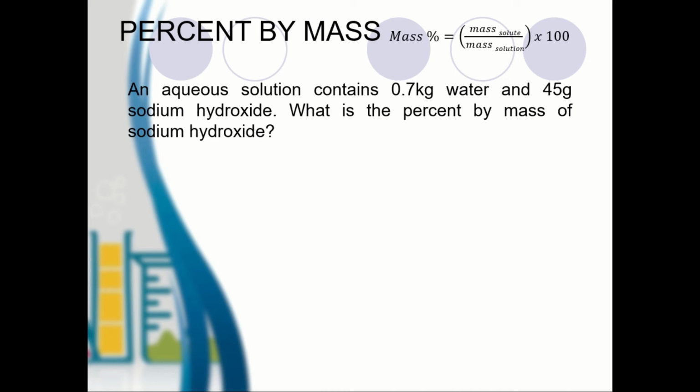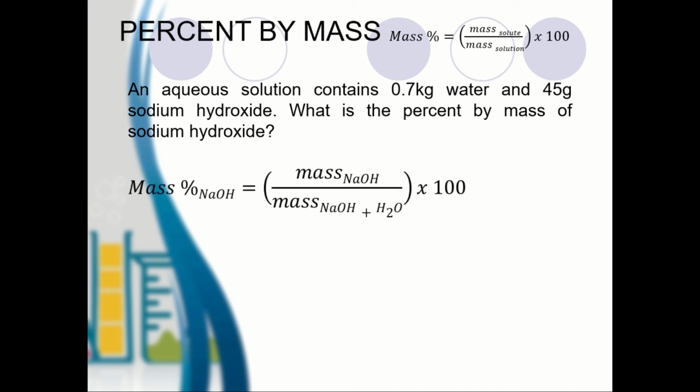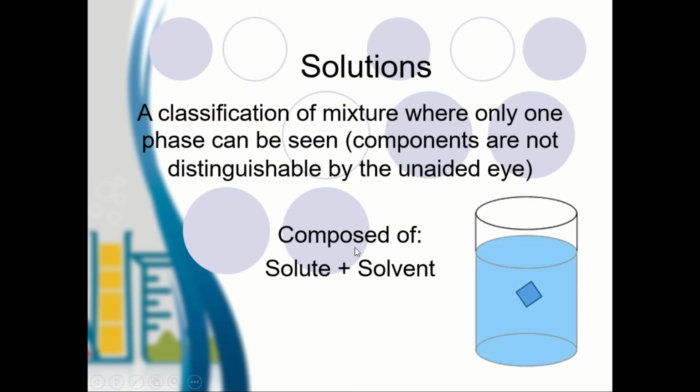Let us write down our formula. The mass percent of sodium hydroxide will be equal to the mass of sodium hydroxide divided by the mass of sodium hydroxide plus water. Remember sa ating definition dito sa una, ang ating solution ay composed ng solute plus solvent.